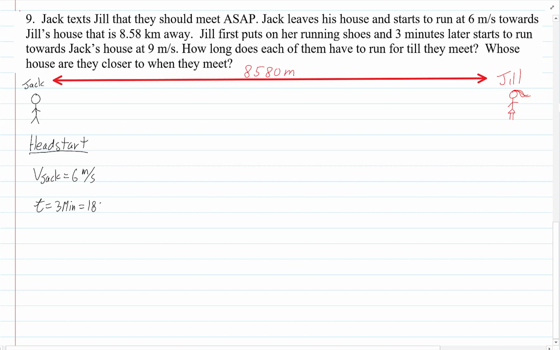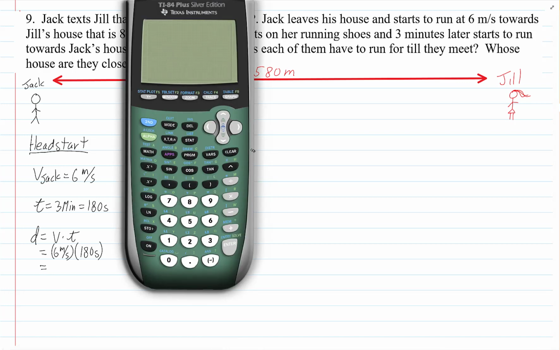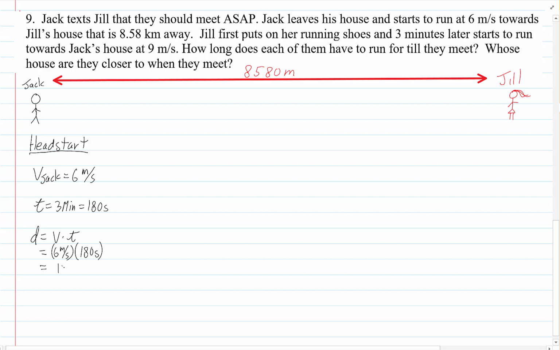which is 180 seconds. So how much of a distance does he get in a head start? The distance is velocity times time, and velocity is 6 meters per second. The time is 180 seconds. So when we multiply those together, we get 6 times 180, and that is 1,080 meters. So that's the head start portion. That's how far Jack runs by himself.